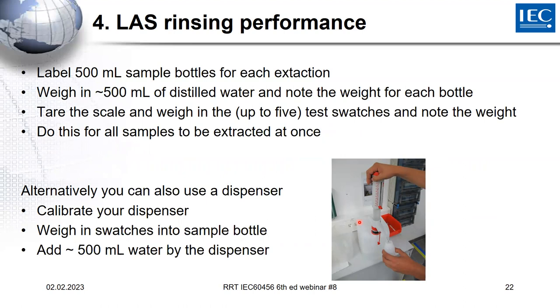Extraction: you should take the 500 milliliter sample bottles, label them, and weigh roughly 500 milliliters, but you should note the exact weight into each bottle. Then you take the bottle off the scale, you zero the scale, and you put your swatches on the scale and take note. This you do for all samples.